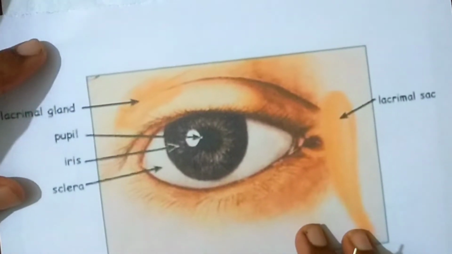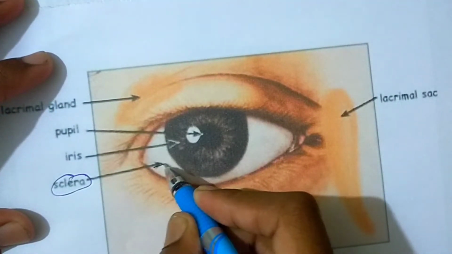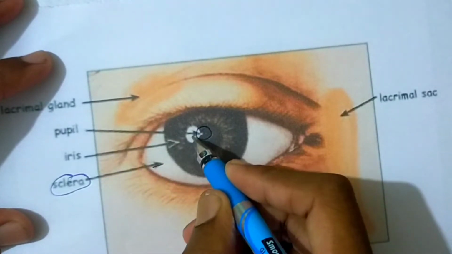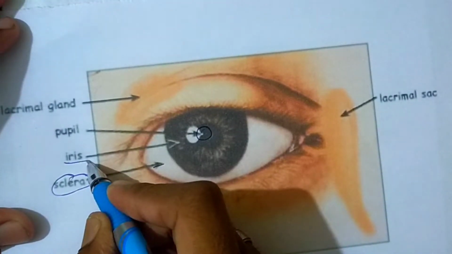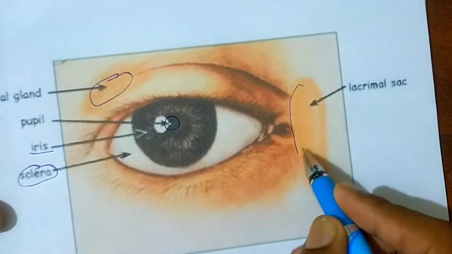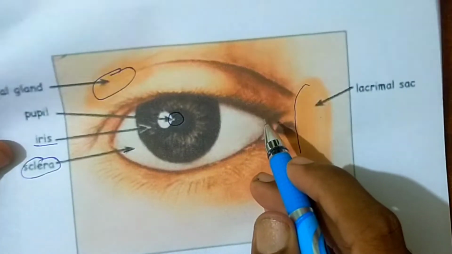Let's see in this picture. This is the picture of a human eye. Here is the sclera. The white portion is called the sclera. And the center, the dark portion, is called the pupil. And the surrounding is the iris. And here is the lacrimal gland present over here. And here is the lacrimal sac. I think it's clear for you.